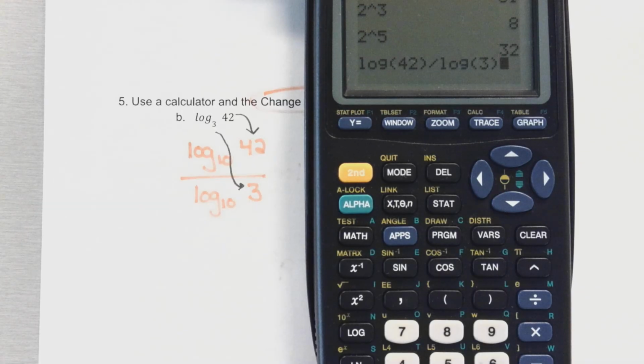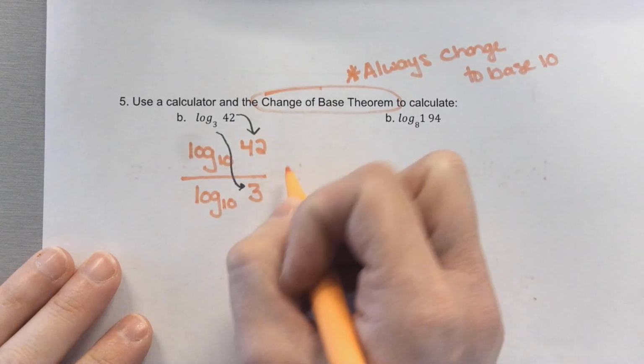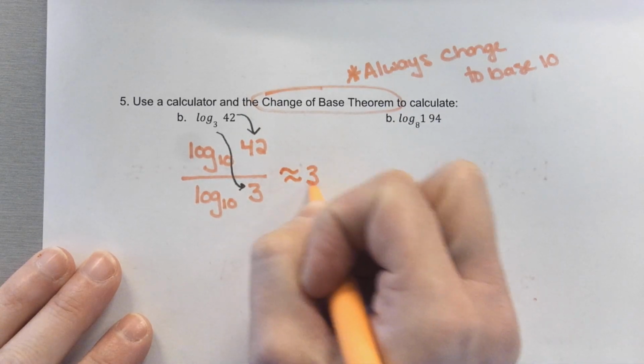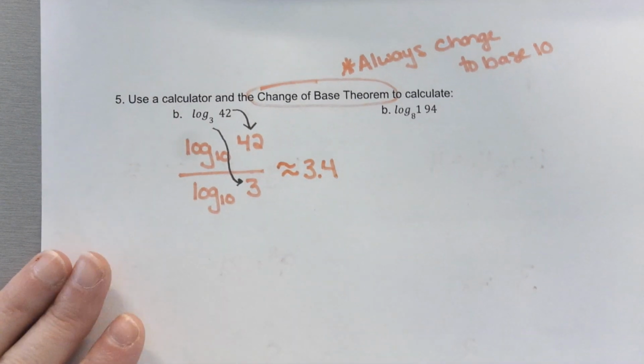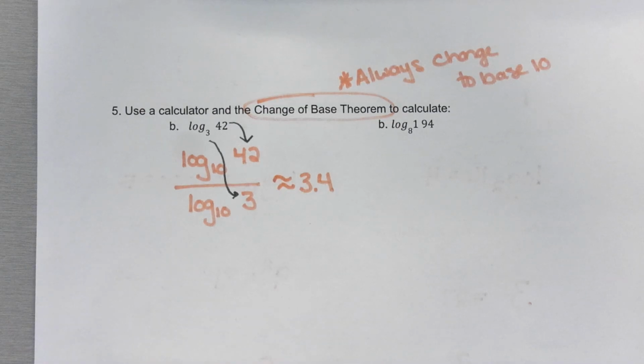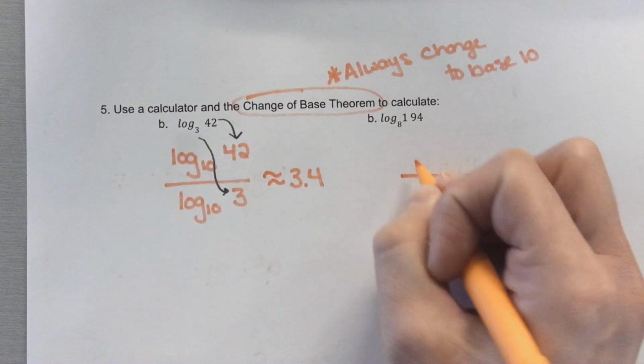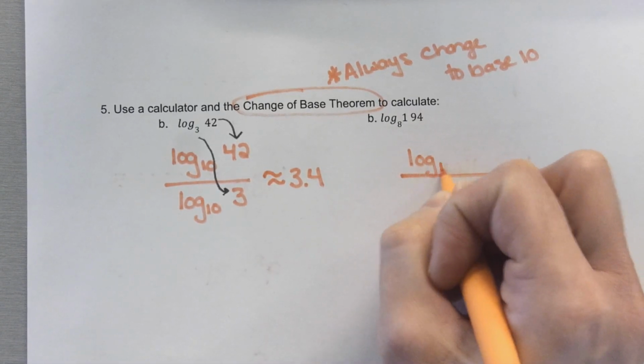Okay, so do we have it typed in? Oh, 3.5, perfect. Okay, next one we're going to set up the same way. So again, we get a fraction. We want base 10 for both.